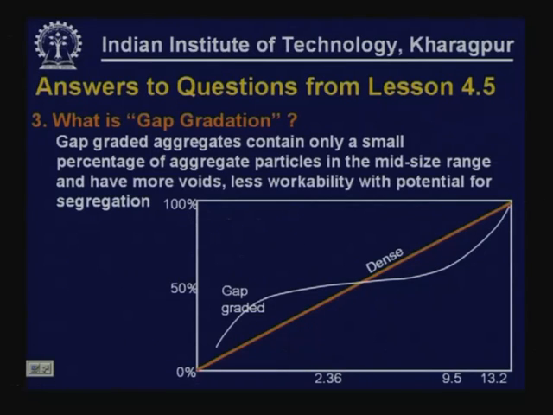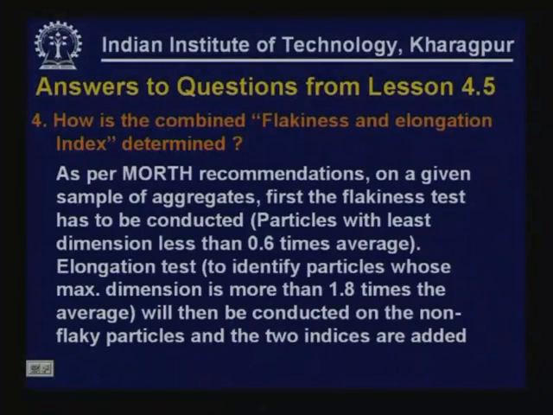The next question was gap gradation. Gap graded aggregates normally contain only a small percentage of aggregates in the mid size range. As you can see from the sketch, in the mid size range the percentage passing is more or less constant. That means those fractions are more or less missing. What we have more is the smaller fractions and the larger fractions. As a result, these aggregates have more air voids, they are usually less workable, and they usually have the potential for segregation. That means the larger particles will come to one place, the smaller particles will go to another place. So, there will not be a uniform mixture of all sizes throughout the medium.